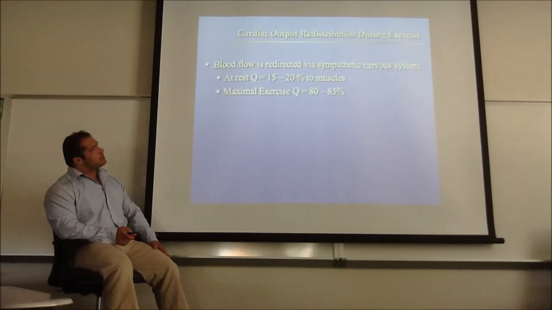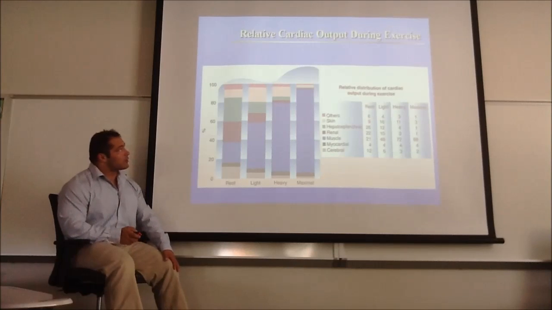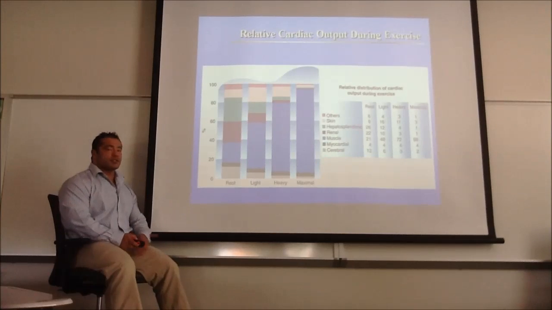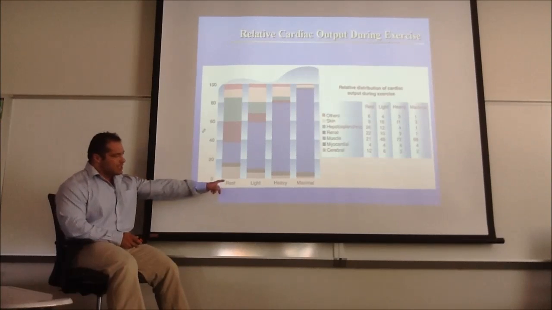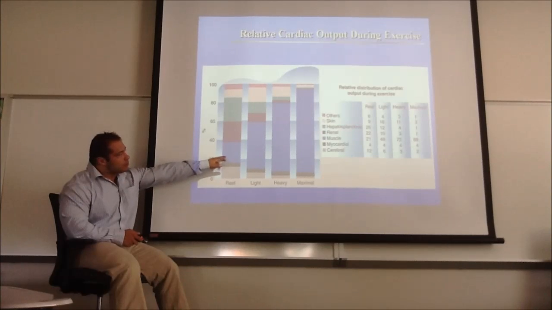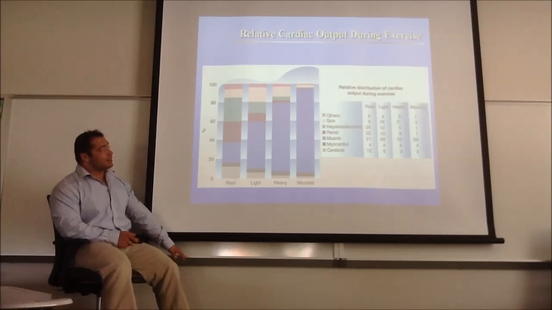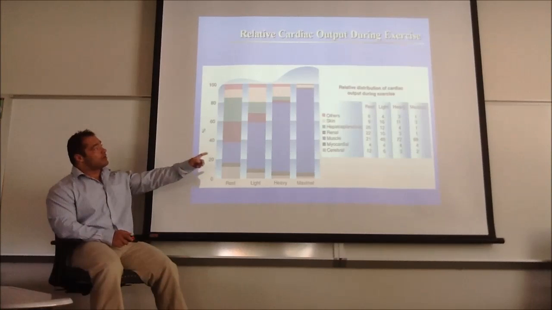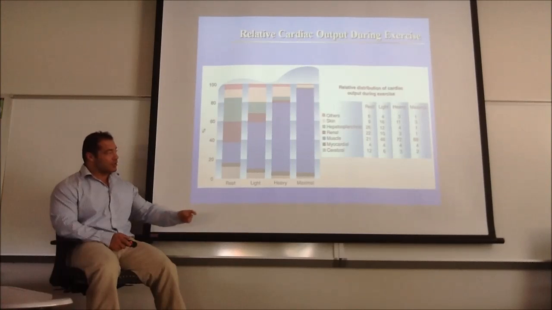Cardiac output, there we go. Here's our super important graph. So here's a graph of relative cardiac output during exercise. So rest, light exercise, heavy, and maximal. I want you to take a look at this blue section of the chart. That's muscle. Muscle, as you can tell, eats up more and more of a relative amount of blood during harder and harder exercise.